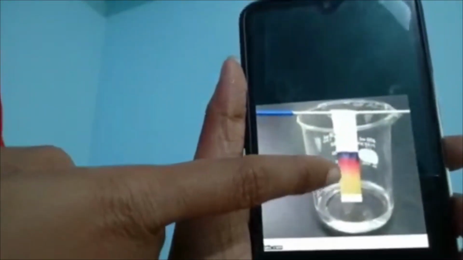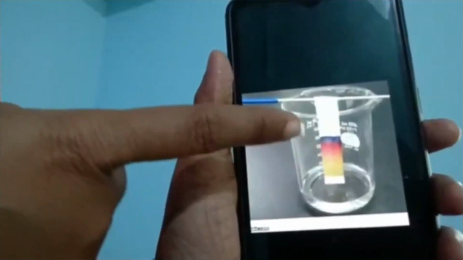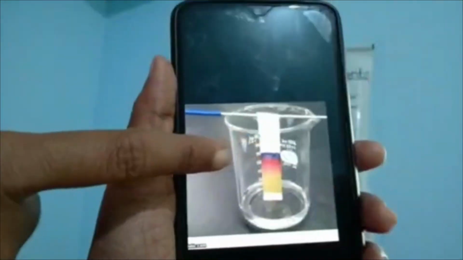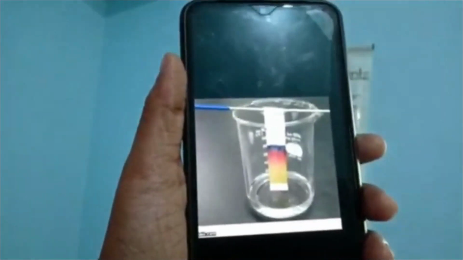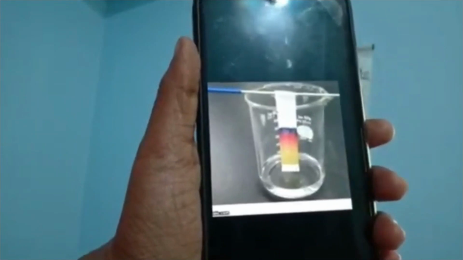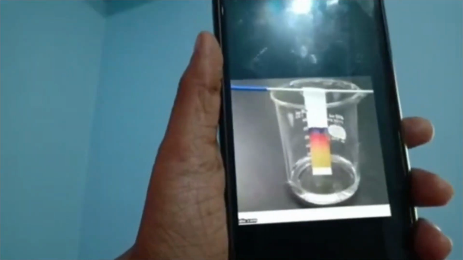Is it clear children? So now you can see the different colors, right? Yellow a little more, and light red color also you can see. This is happening in the chromatographic technique. This is used for separation of components, or separation of colors from a dye.